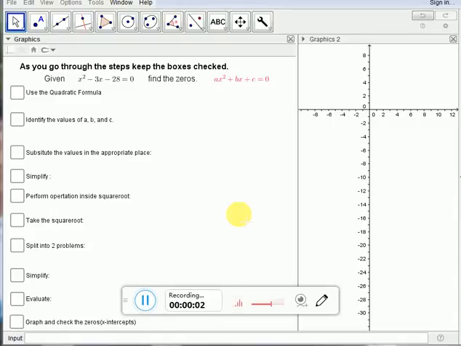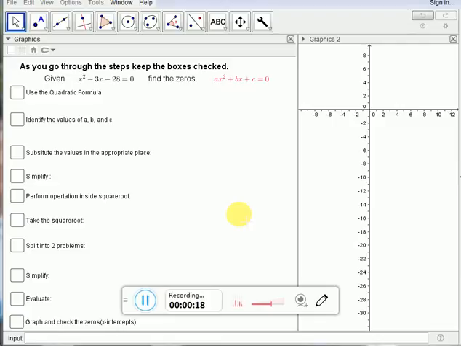As we work on this file, please keep in mind that as you go through the steps, you keep the boxes checked. So we're given an equation, x squared minus 3x minus 28 equals 0. Now we're looking for the zeros.